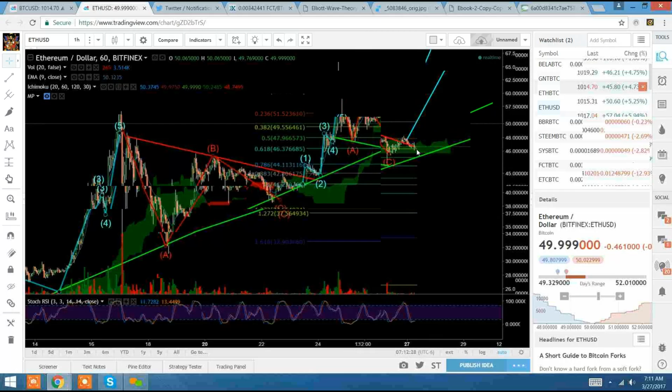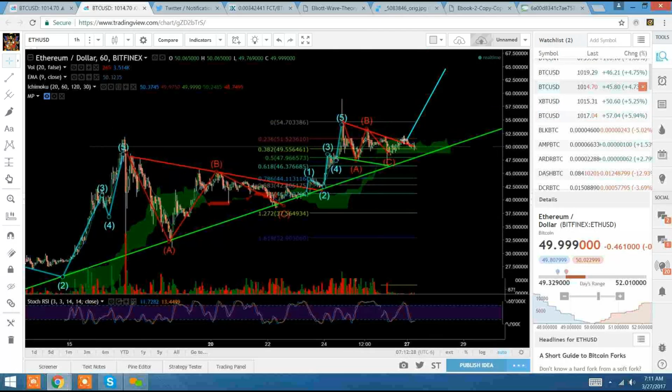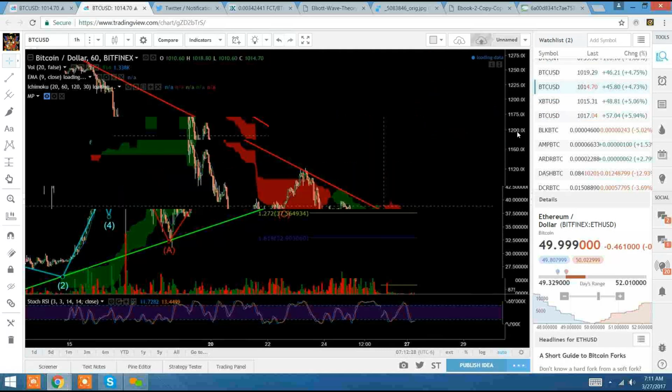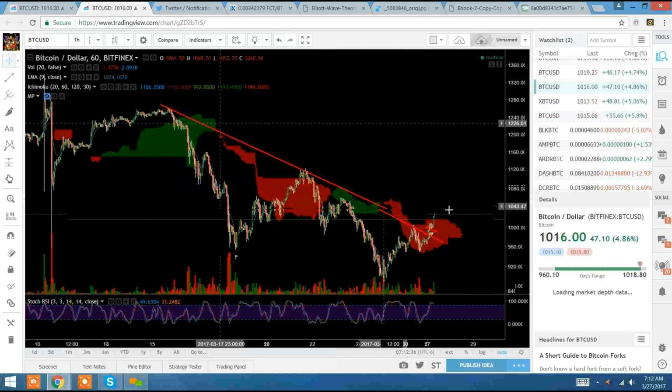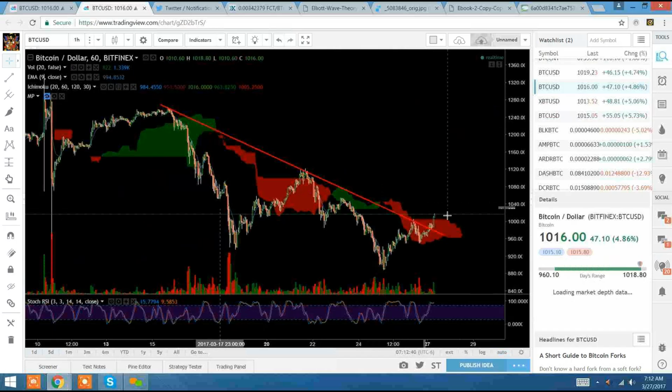Okay, back to business here, guys. Bitcoin actually looks like it's breaking out here, breaking this downtrend. It's starting to get above this cloud. This actually looks pretty positive for Bitcoin here. But let's get back to what we were talking about over here.